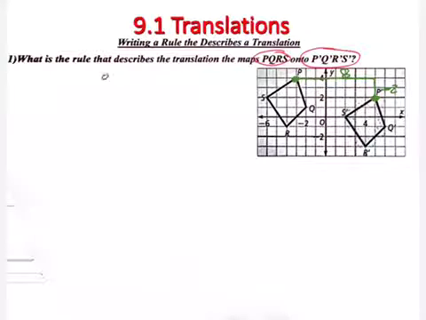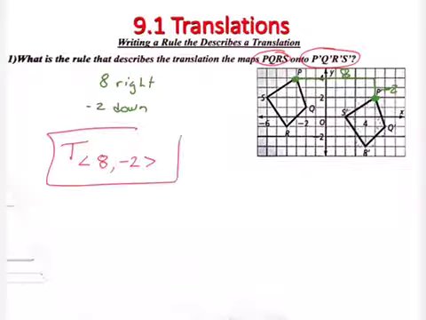Okay, so I moved 8 right, 2 down, and so 2 down is going to be like a negative 2. So that means my translation rule for this would be T bracket positive 8, negative 2. And so that's my translation rule. I moved 8 units to the right and 2 units down for every point on PQRS.